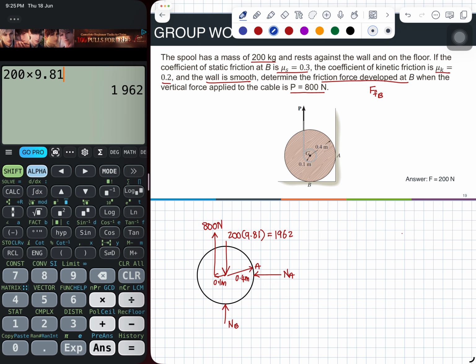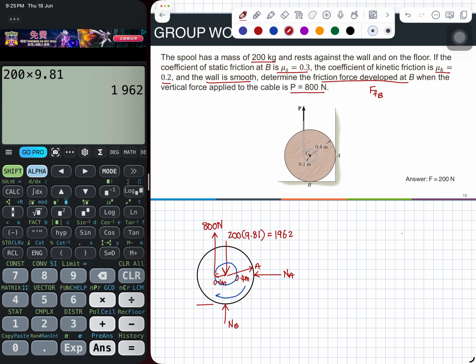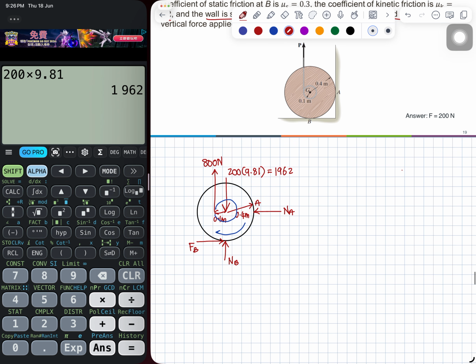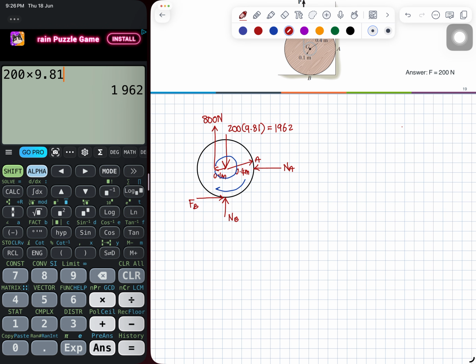Since the spool is having a vertical force of 800 Newton, the spool will rotate clockwise, so our friction force at B is directed to the right. I did not label Fs since we don't know whether the spool is in static friction or in kinetic friction. So I just label it FB, where F stands for friction force. Next, we have our FBD.